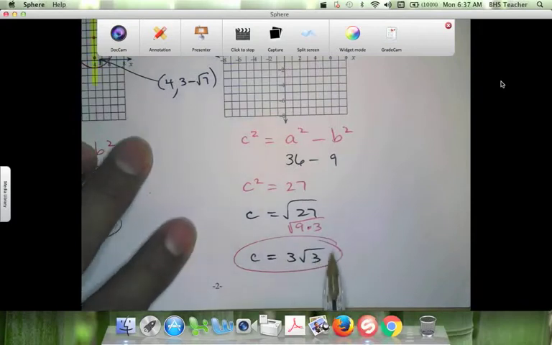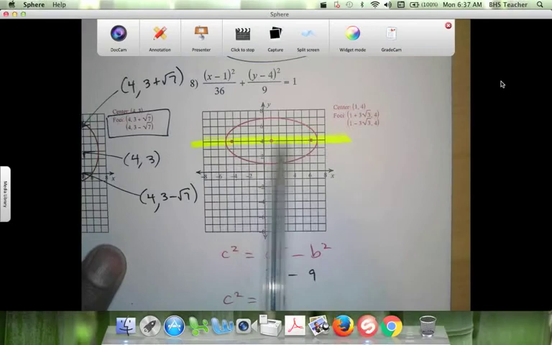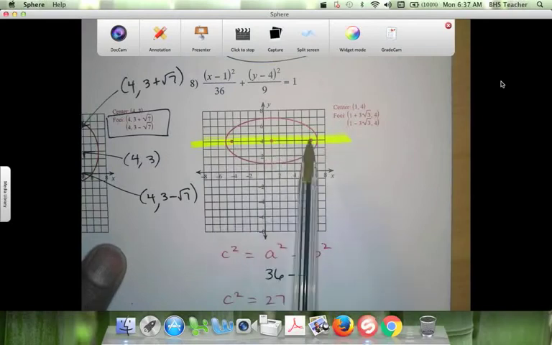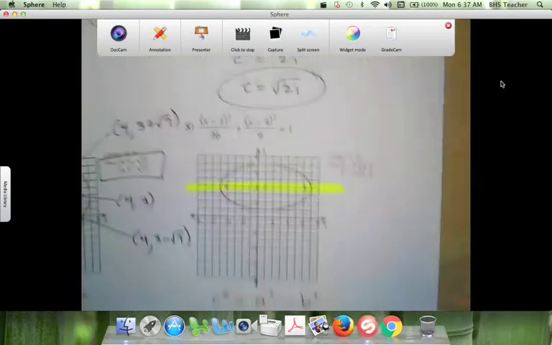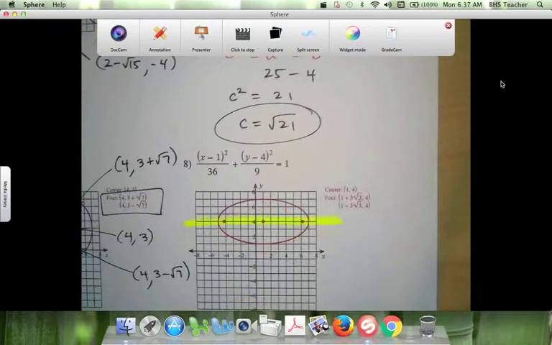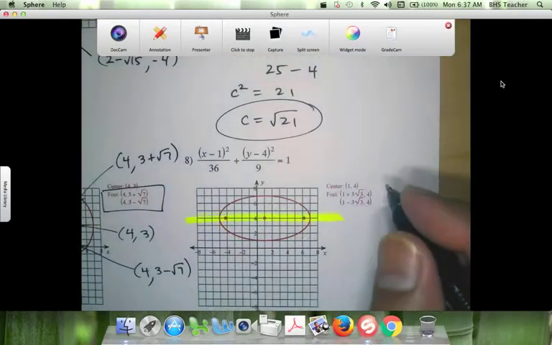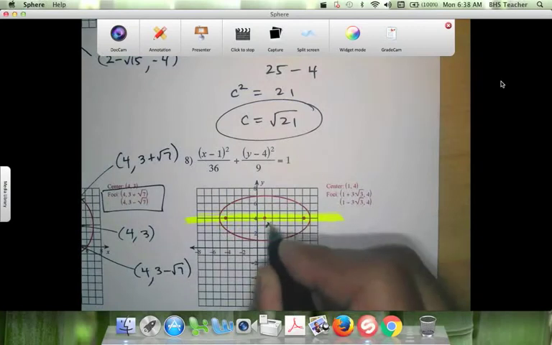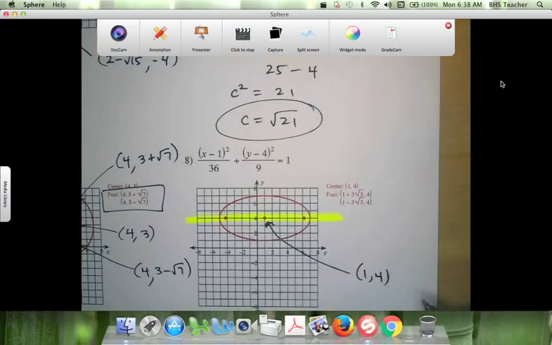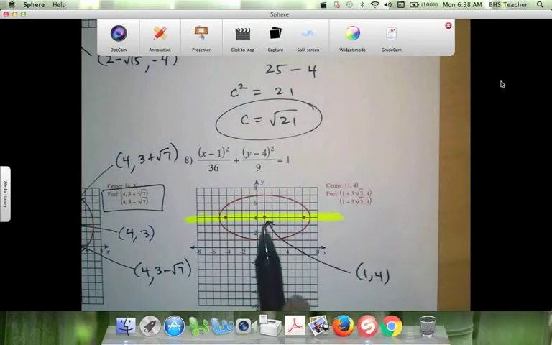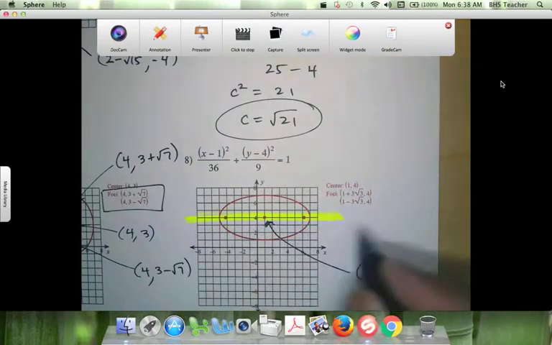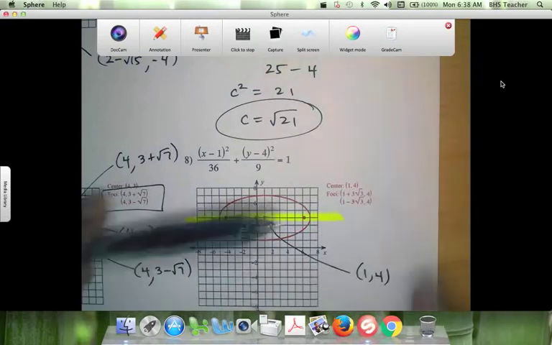In this case, since the ellipse is stretched out this way along the x, we're going to move from the center this much. How much? This distance. Alright, so what's the center? The center is 1, 4. It's right here. Which coordinate is not moving? Which coordinate is staying the same? Well, if this is 1, 4, and I have to go this way, left, right, that means the x coordinate is changing. That means the y coordinate is not changing. The y coordinate stays at 4.